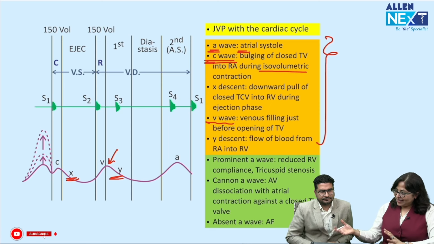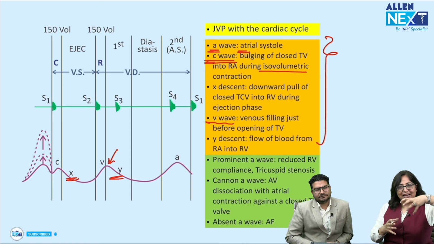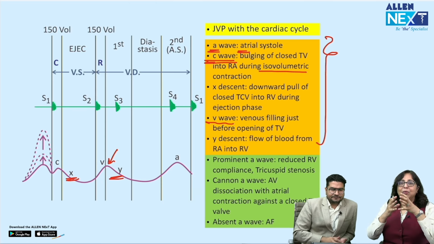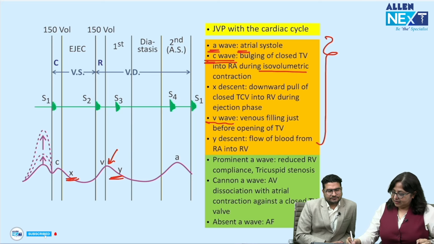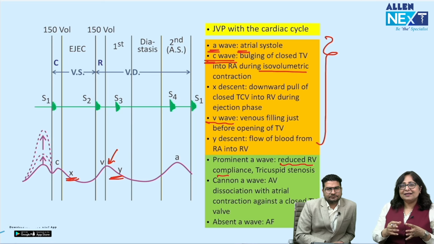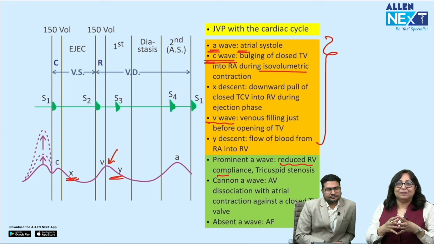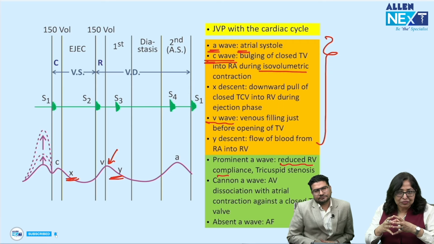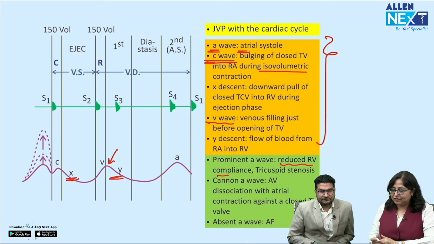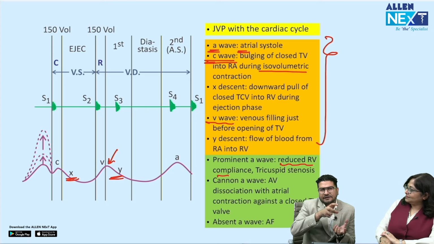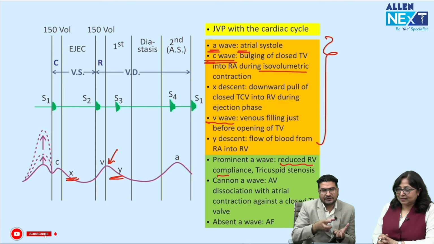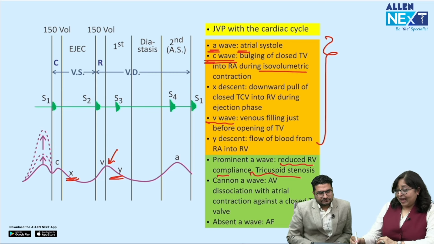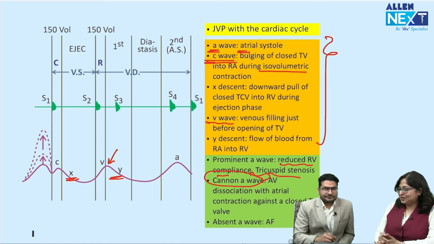Now, prominent A wave. When do I get a prominent A wave? That means atria contracting. Atrial contraction is responsible for the second rapid filling phase. We get a prominent A wave in reduced right ventricular compliance. Now, what is this? Ventricles are compliant chambers. They have to dilate as they're getting filled with blood. But if the ventricular compliance is reduced, then I get a prominent A wave. It means they are contracting against some resistance, like in a stenosed valve and tricuspid stenosis. Correct. The tricuspid stenosis, and very importantly cannon wave, which is a question asked very commonly.